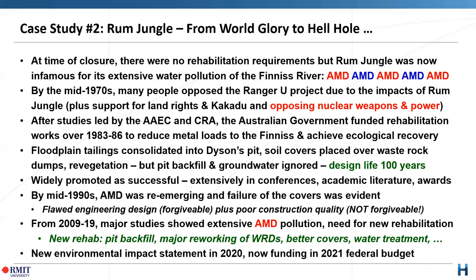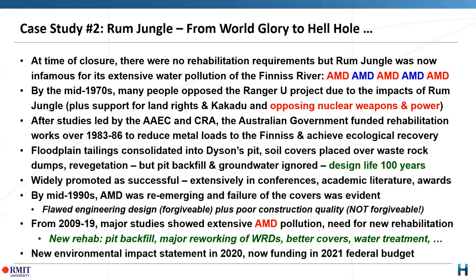Now, one of the reasons Rum Jungle did attract so much attention is not only because it was a severe case of acid mine drainage, but a lot of people in the 1970s were asking the question, well, if Rum Jungle as a uranium project causes this much damage, we don't want the Ranger Uranium Project. Now, though there are some technical differences there, Rum Jungle is largely a base metal ore body that happens to have a bit of uranium in it, whereas the Ranger uranium deposit is a uranium deposit, and so it doesn't have anywhere near the degree of sulfides, and it's also got a lot more alkaline rock in there that can buffer against that.